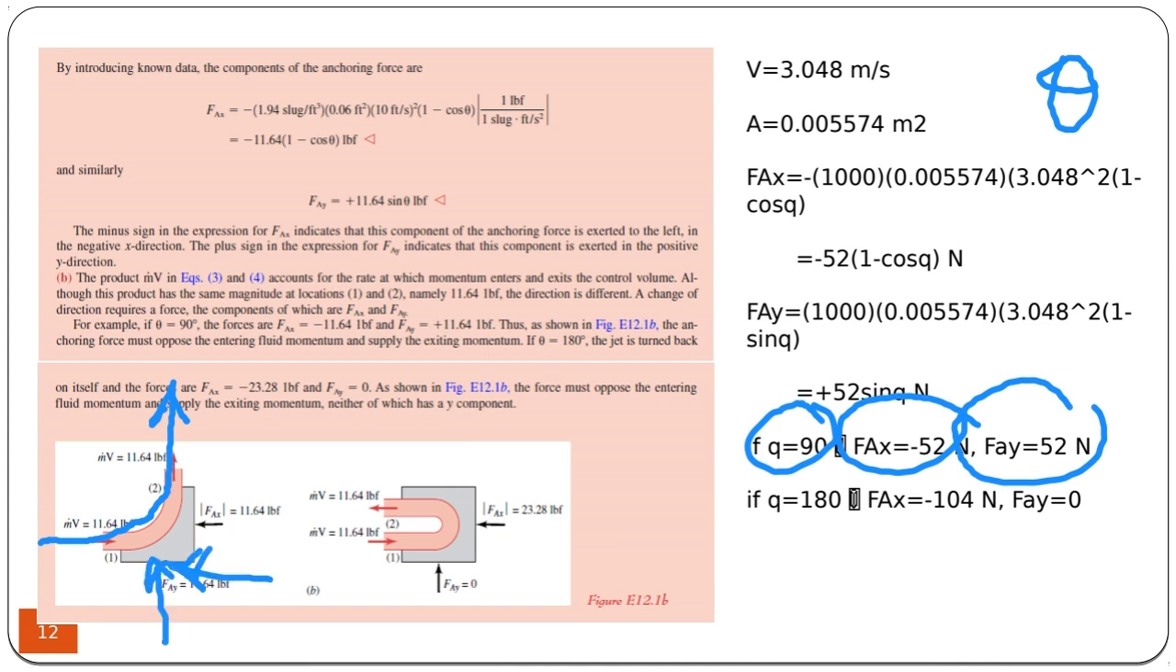If theta is 180, meaning that the flow is reversing, then we get Fx to be minus 104 and Fy to be 0 because no momentum change in the y direction, which means we have to use a bigger resultant force to keep the nozzle in place.